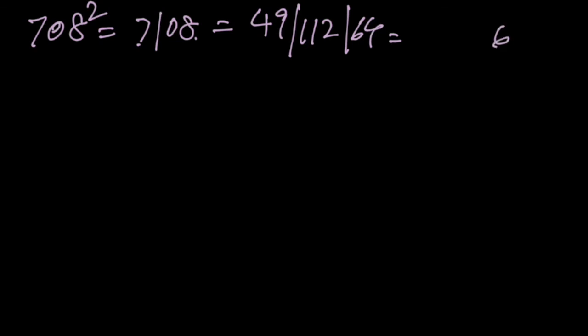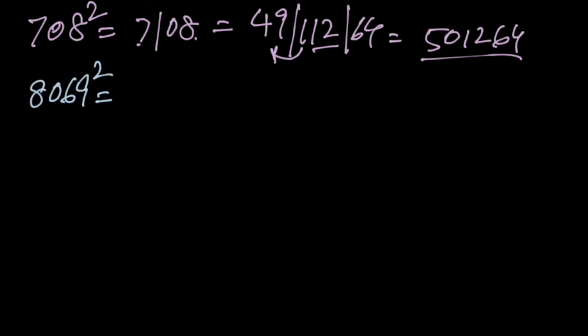So, here we take 64, 1 goes here, 12 remains, 1250. So, 501264. Let us take one more example, say 8069 square. So, here we split 80 and 69.